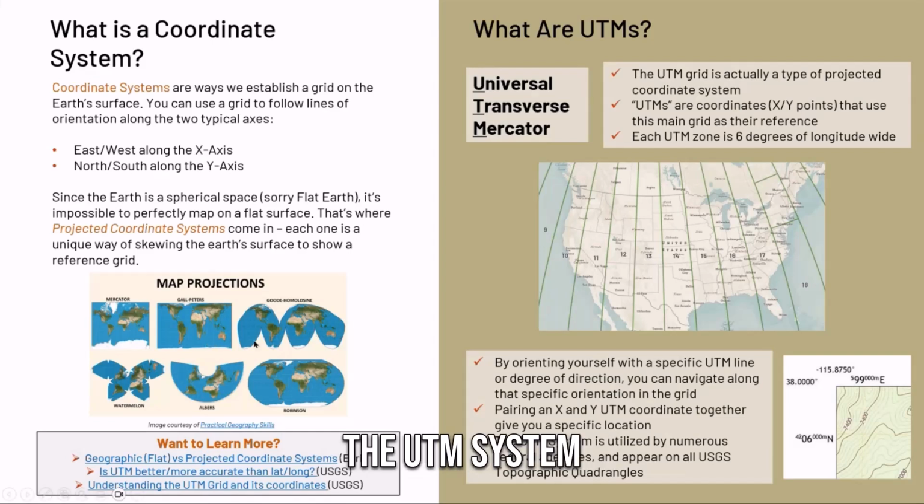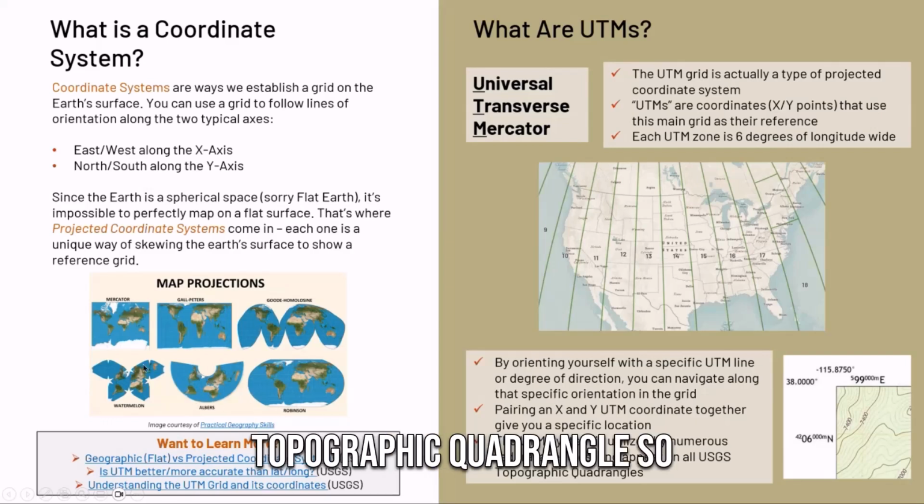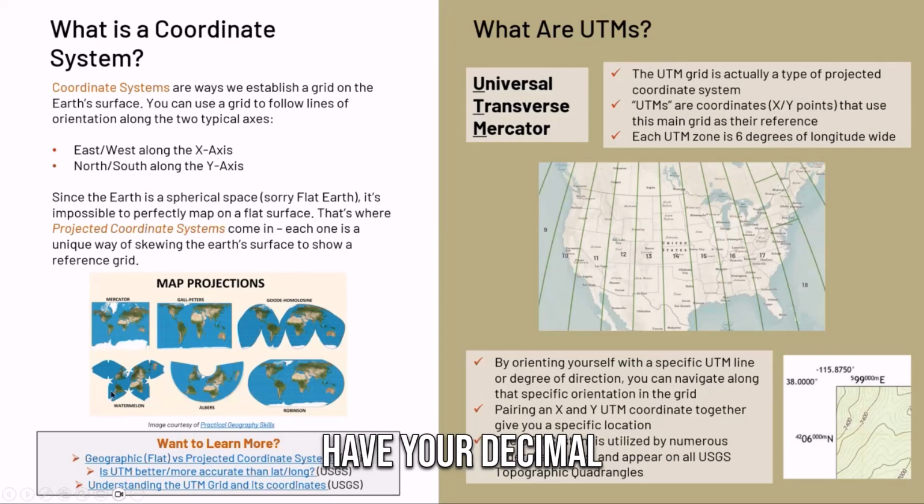The UTM system is utilized by the USGS on all of their topographic quadrangle maps. So down here, you can see, for example, you have your decimal degrees, but then you also have these UTM alignments to help orient yourself.